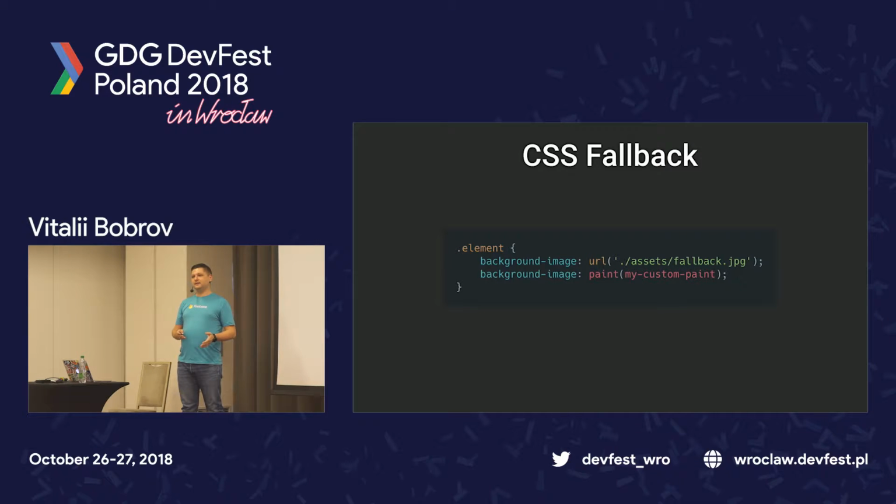And as with any other CSS property, it is easy to fall back. If the browser doesn't have support for the CSS Paint API, it will just ignore the rule. If the browser knows nothing about the paint function, it just ignores it. So we can provide a fallback rule like a static image or solid color, and the browser will use it instead of the Paint API.